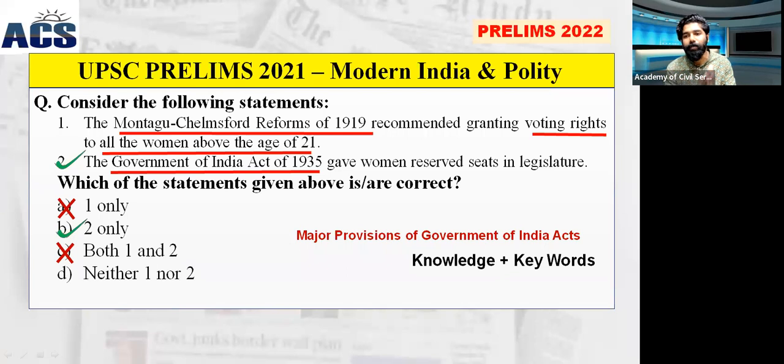I'm happy for that, because you are revising the modern India as well as the polity related to regulating Government of India Acts. Because of the keyword also, you can easily eliminate option A, and B was the right answer in the case of 1935. So option A, 11%, option C, 15%, 21% option B.